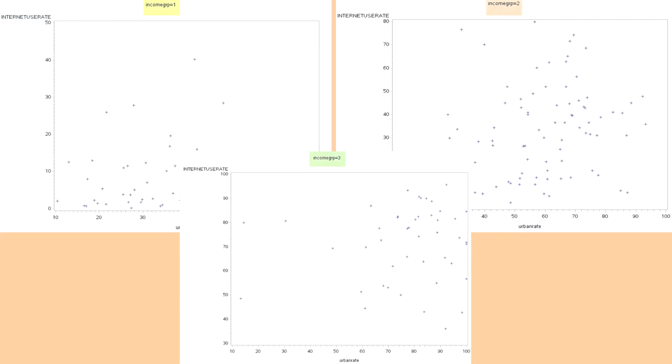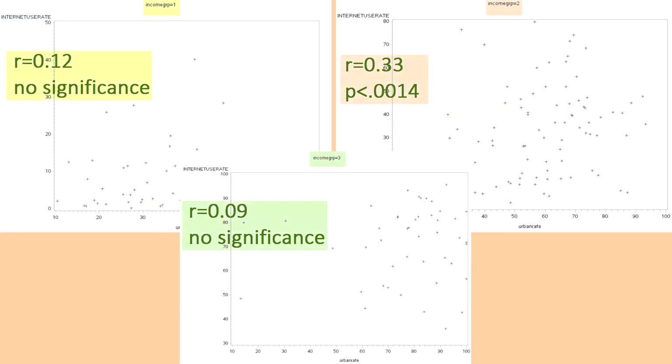When we map these findings onto the associated scatter plots for each income group, we're able to better visualize the significant and non-significant relationships. Estimating a line of best fit within each scatter plot shows the positive association between urban rate and internet use rate among the moderate income countries, and almost no relationship between those two variables in both the low income and high income countries.